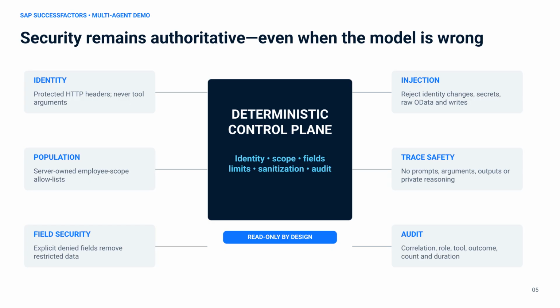The security review agent provides an additional review layer, but it is not the primary security boundary. The primary boundary is the deterministic application control implemented below the model. It is also important to clarify that this prototype is read only. It cannot hire, terminate, transfer, promote, update compensation, or modify a SuccessFactors record.